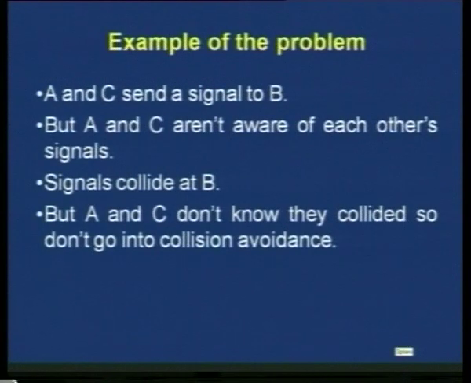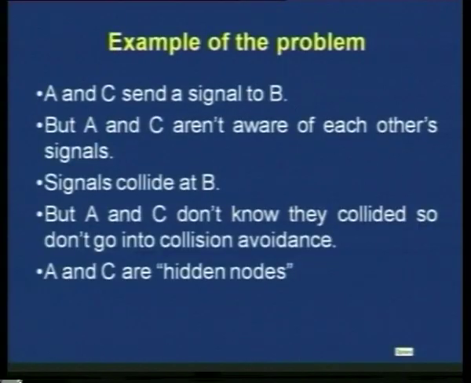So, A and C do not know that the collision has taken place. So, the collision detection or the collision avoidance of A that is done in CSMA CD cannot work in this case. So, what we say here is A and C, we refer to them as hidden nodes, that is, A and C are hidden with respect to each other. So, this is a typical hidden node problem that we talk about in a wireless LAN network.